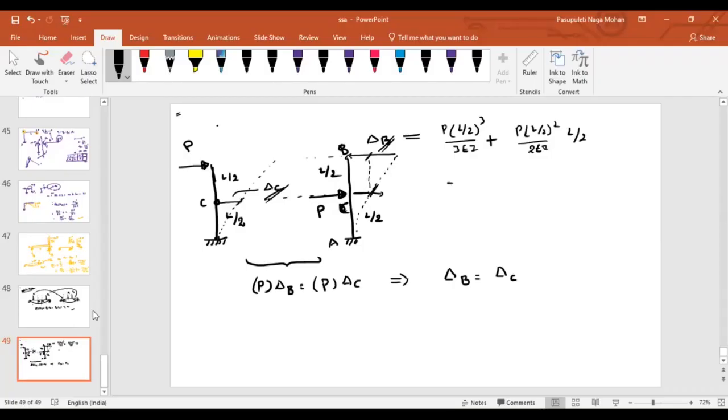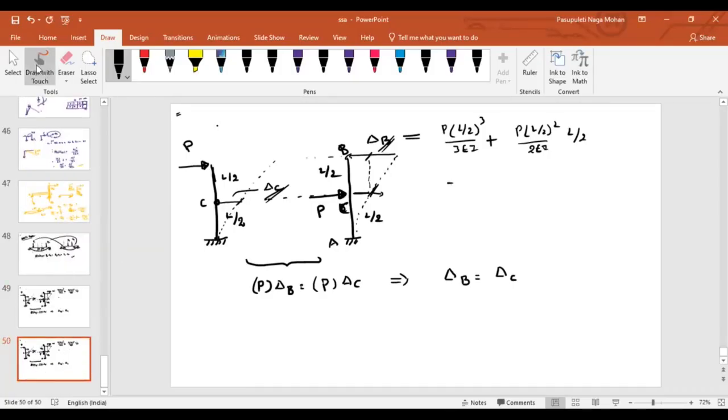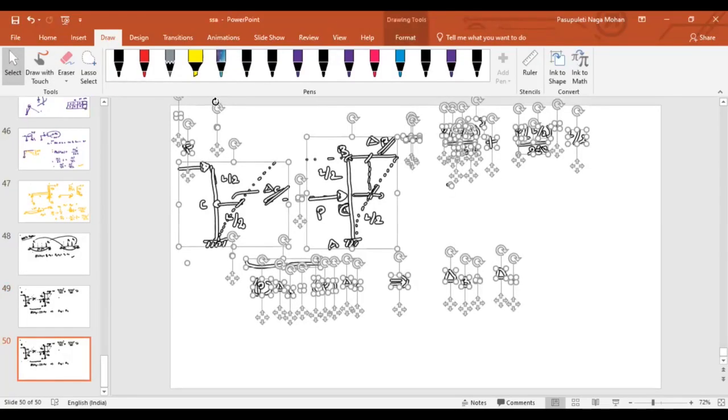Now, previously, if you were using the unit load method, how many integrations would you have done? You would have taken two different sections and applied it. Now, how much time will it take to solve this case? Is it easy or difficult? It will be easier. Now you can understand how things get easier if you apply some concepts. Clear? Can I give you one more case?